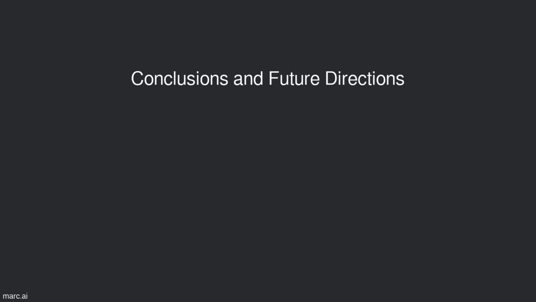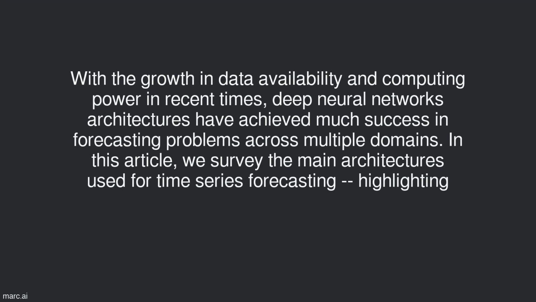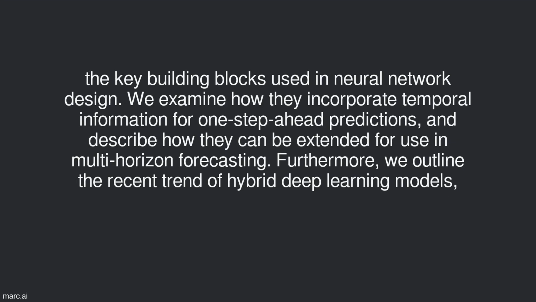Conclusions and future directions. With the growth in data availability and computing power in recent times, deep neural network architectures have achieved much success in forecasting problems across multiple domains. In this article, we survey the main architectures used for time series forecasting, highlighting the key building blocks used in neural network design. We examine how they incorporate temporal information for one-step-ahead predictions, and describe how they can be extended for use in multi-horizon forecasting.